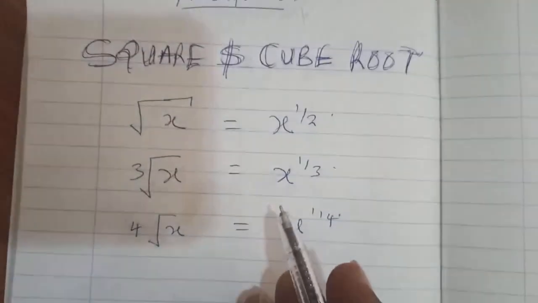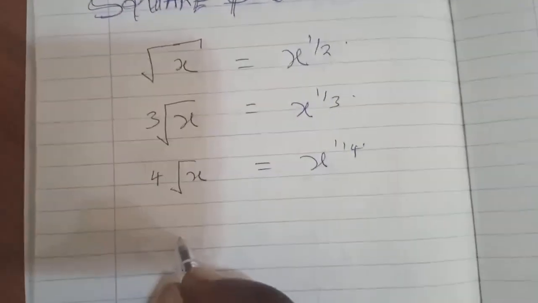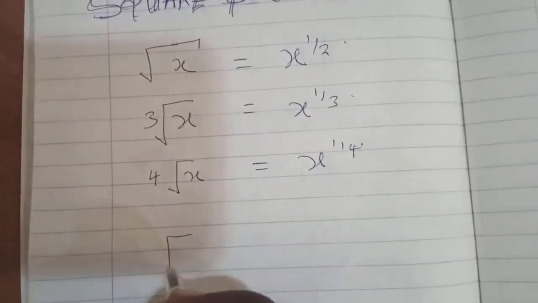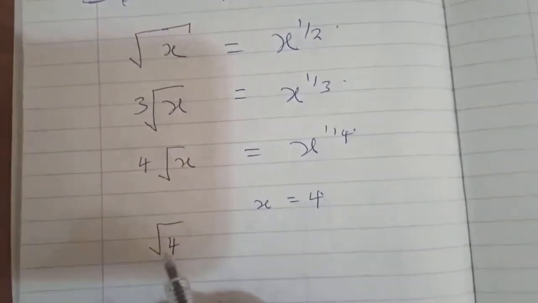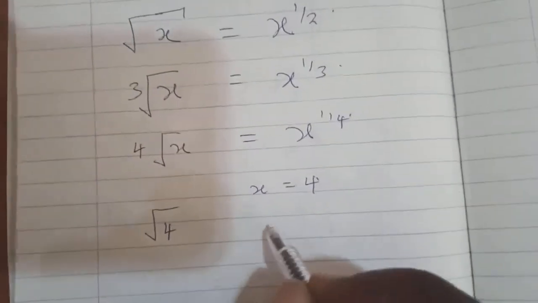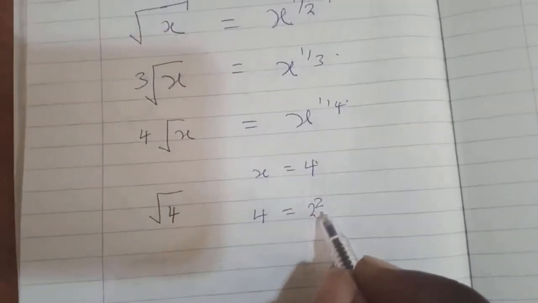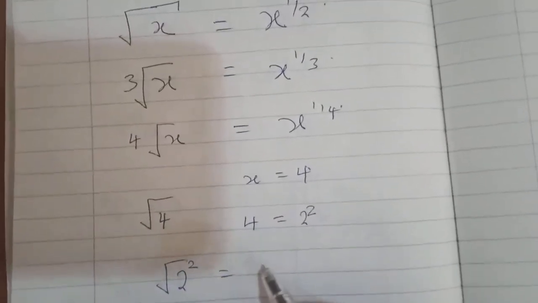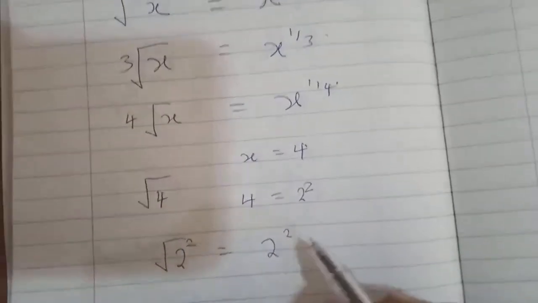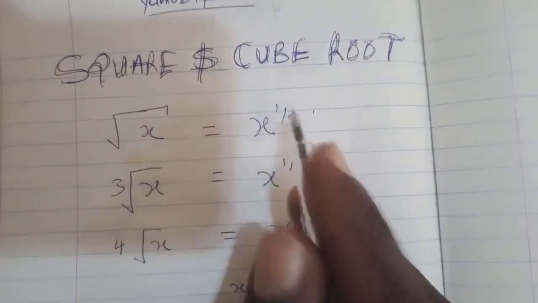Now, this is in general, so let's take a number in particular. Let's take, for instance, x equals 4. Now we are to find root 4. Remember, 4 is the same as 2 squared. Therefore, I can remove 4 and put 2 squared. So I have root of 2 squared, which equals 2 squared in brackets, then power 1 over 2, because root x is the same as x to the power of 1 over 2.